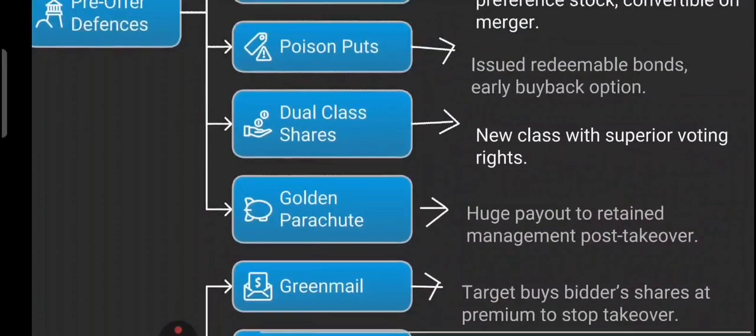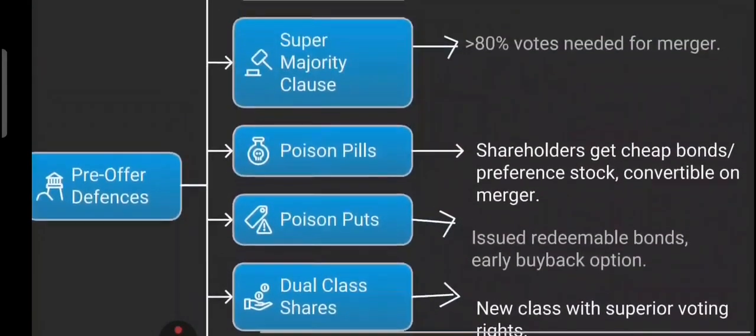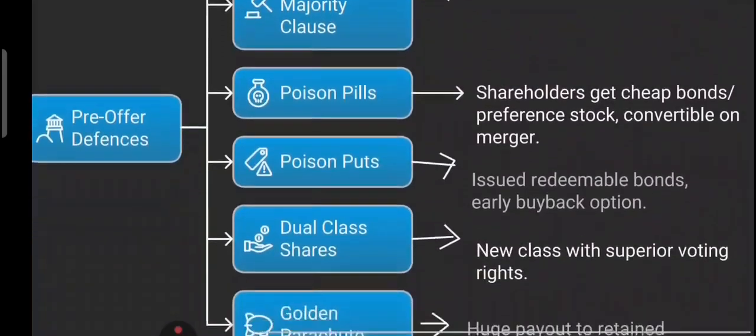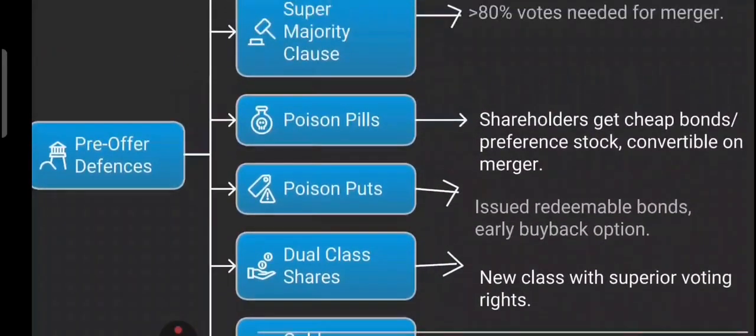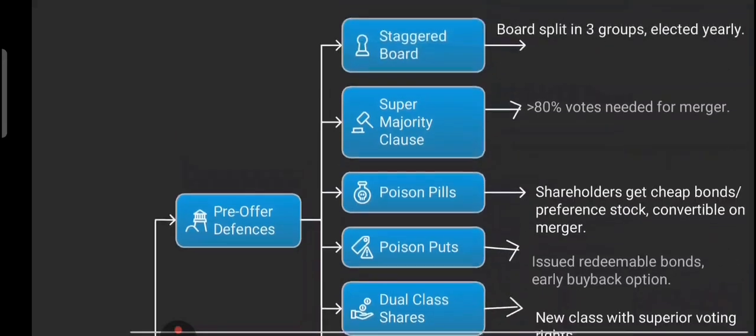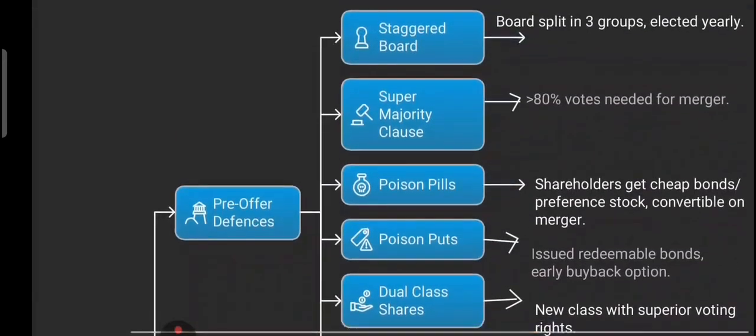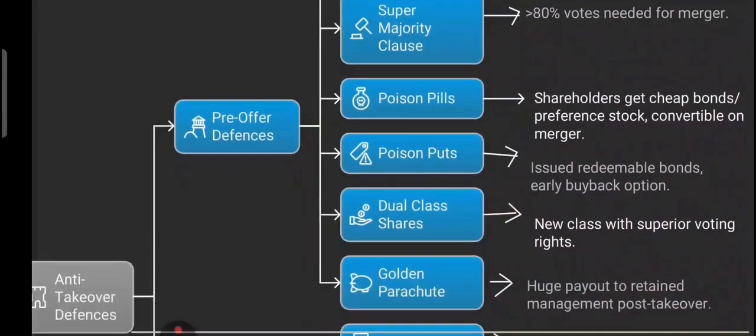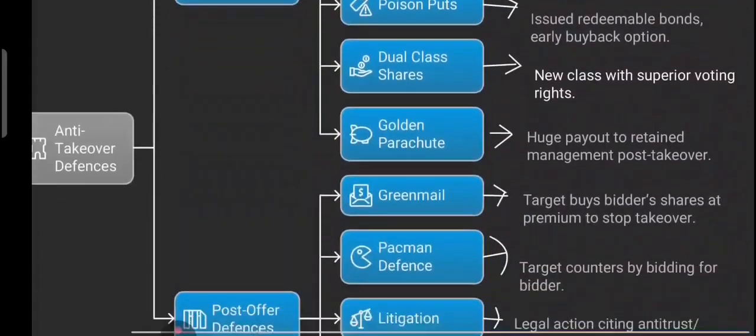So these are 1, 2, 3, 4, 5 and 6. These six are the pre-offer defenses. Why are they called pre-offer defenses? Because before a takeover bid happens, these strategies are put into action. A staggered board, where the board is split into three groups, supermajority clause, poison pill, poison put, dual class shares, golden parachute.